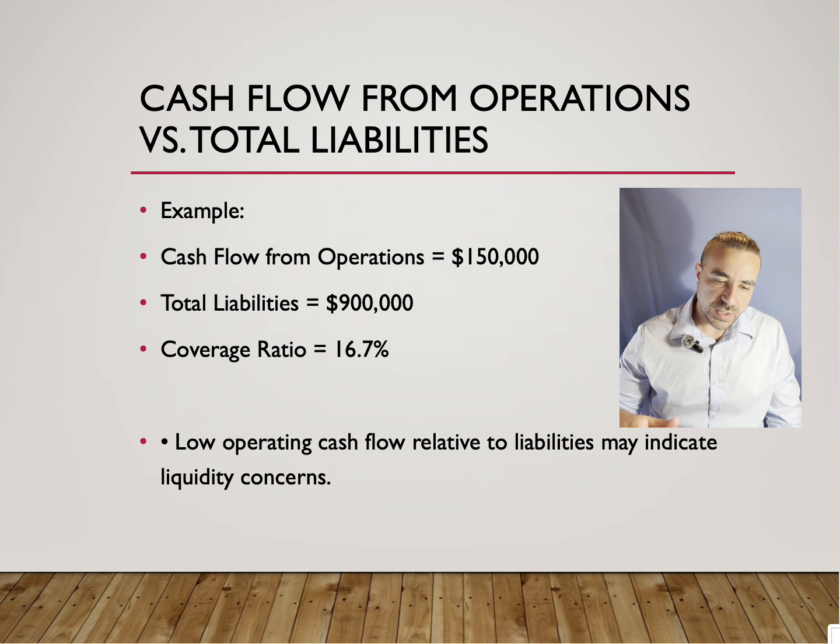the total liability is 900,000, it means that the portion that covers the total liability using the cash flow from operation is only 16.7%. Low operation cash flow relative to liability may indicate a liquidity issue or liquidity concern.